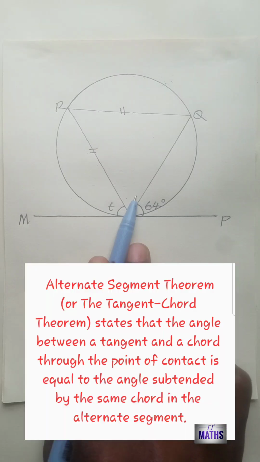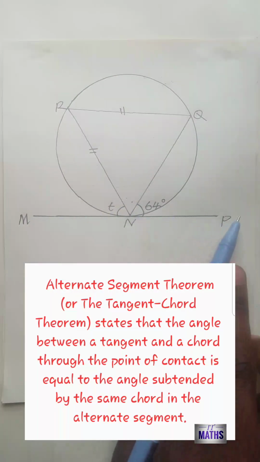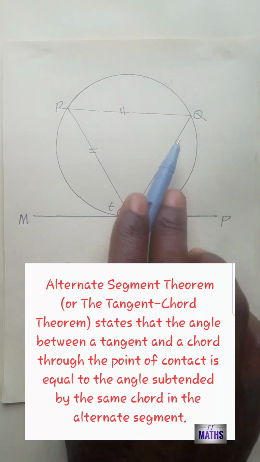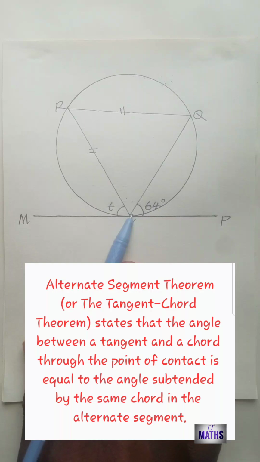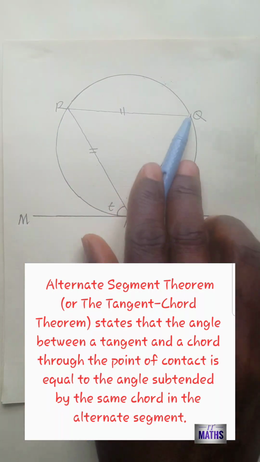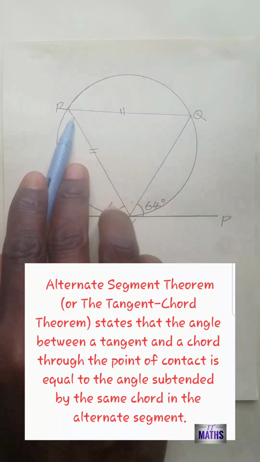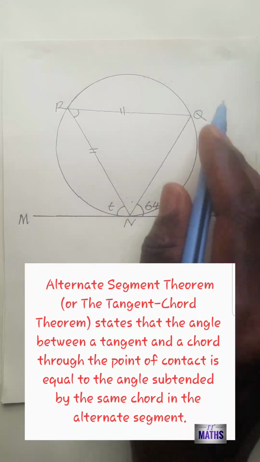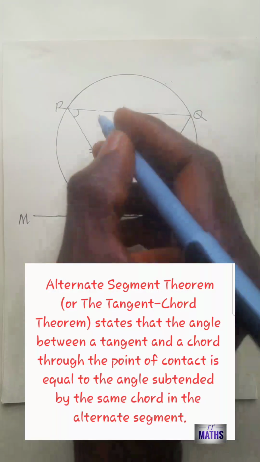Now let's look at another fact given. Line MP is a tangent. What is that? The angle between a chord, see this is a chord, or if you like, this is also another chord. The angle this chord makes here is always equal to the angle the chord makes with the tangent. So this is 64.